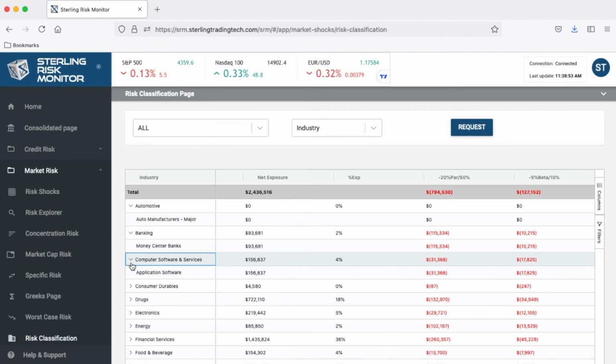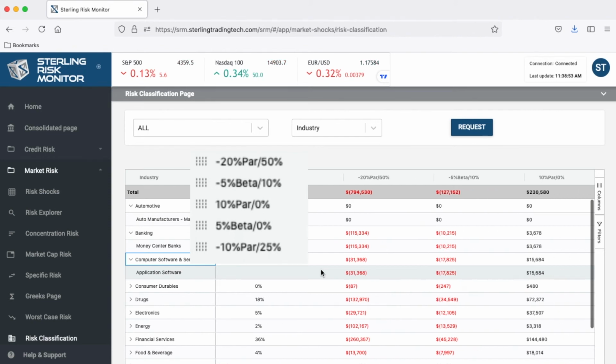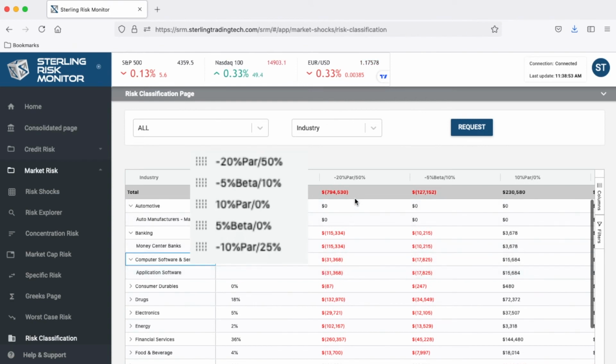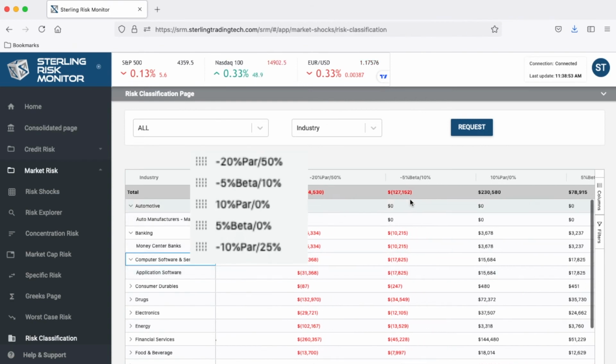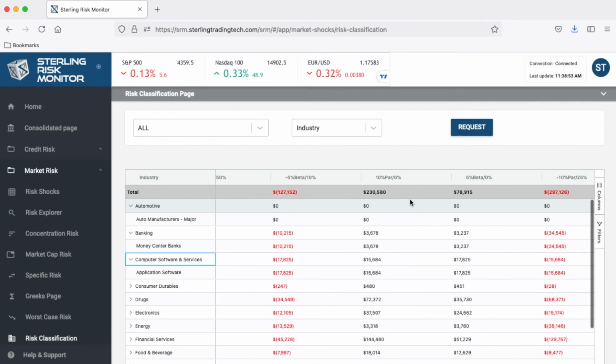Note that there are a fixed set of 5 different shocks: 20%, 10%, both parallel move shocks, a 10% up parallel move shock, and 2 beta adjusted shocks, up 5% and down 5%. These can be changed if needed by request.